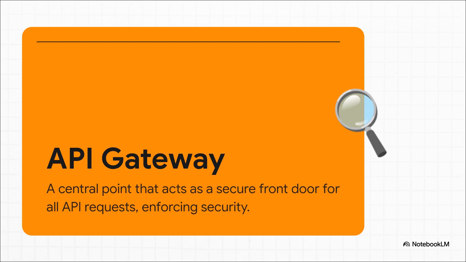Then, inside the app, you have what's called an API gateway. See, modern apps are made up of lots of little services that are constantly talking to each other through APIs. The gateway acts like a central traffic cop, or maybe a secure front desk, for all of those internal conversations, making sure everyone is who they say they are and that they're allowed to make the request.